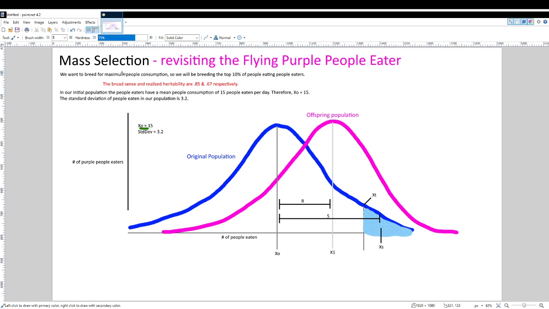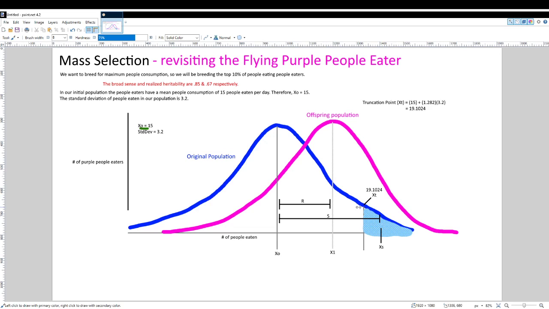The problem gives us that our broad sense and realized heritability for this population are 0.85 and 0.67 respectively. Our initial population has a mean people eaten per day of 15, so x naught is equal to 15. And we have a standard deviation of people eaten in our population of 3.2. Okay, so what do we need to do first in order to determine the selection?